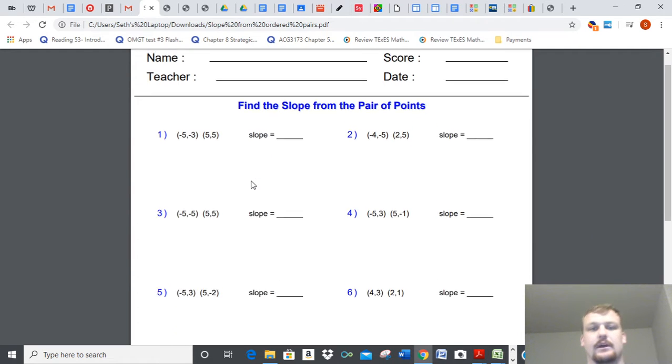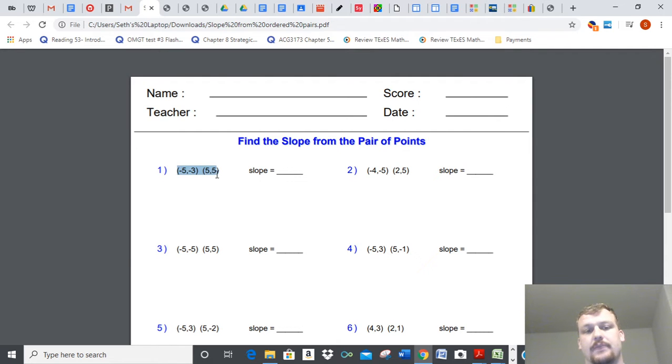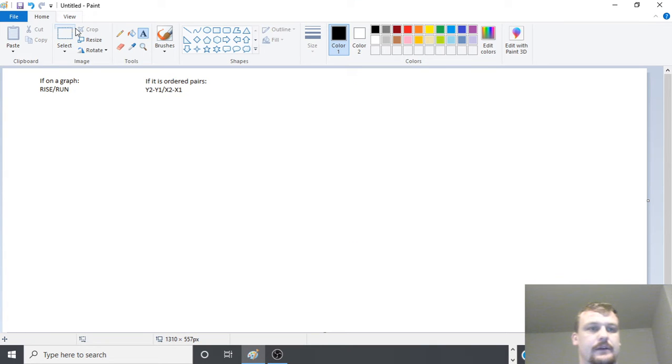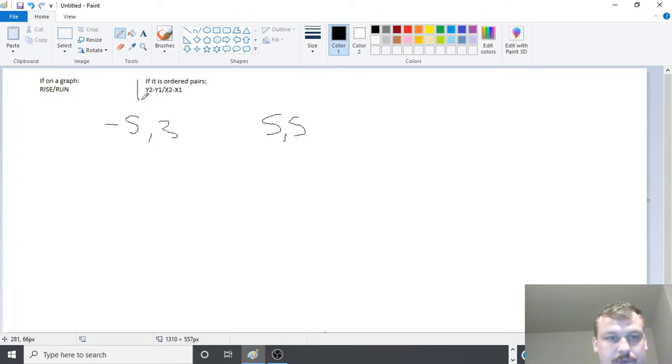Now let's go to this one. So these are ordered pairs. Let me write that on a piece of paper real quick instead of switching back and forth. Okay, so for the first one, this is obviously an ordered pair because there's no graph on it. So it was -5, 3, and then 5, 5. Now remember, this is not a graph, so we are thinking y2 minus y1 over x2 minus x1.